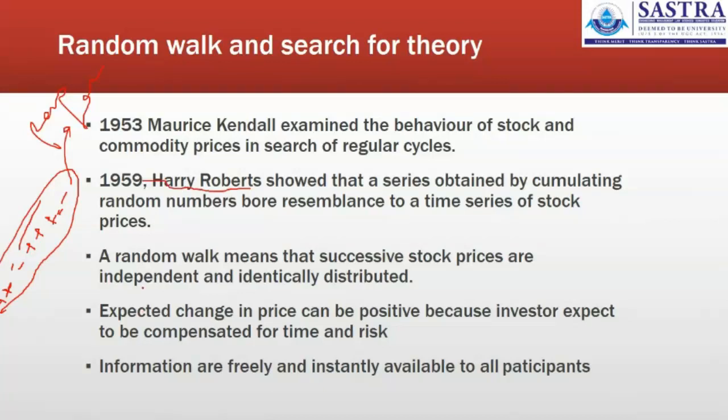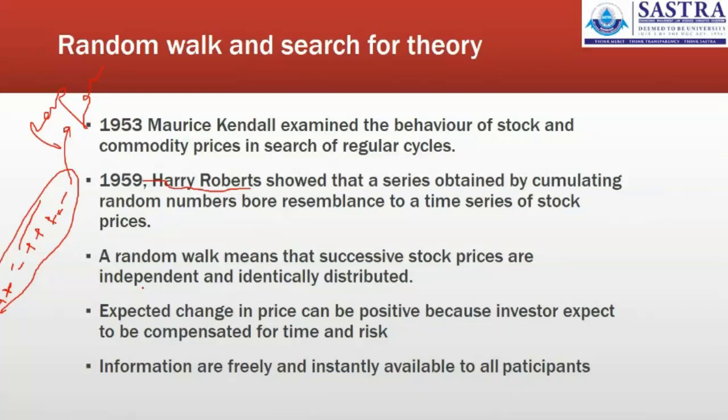A random walk means the successive stock prices are independent. We are not going to say what the exact price is at which the stock should be traded. No one is going by a kind of rules. So the stock prices are independent and identically distributed over a period of time. Expected changes in the price can be positive, because the investor expects to be compensated for time and risk. The investor wants to take the risk, and wants to wait a period of time to get the benefit out of the particular stock for making an investment. So these things bring favorable outcomes to the investor.